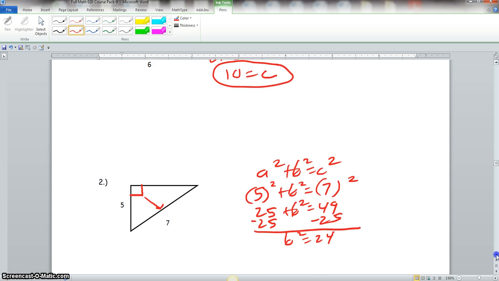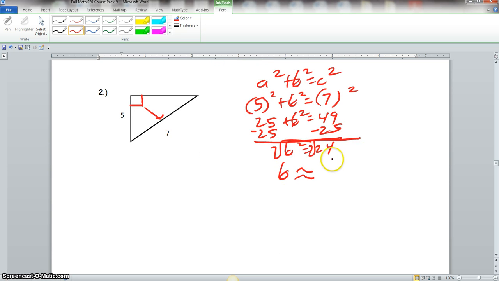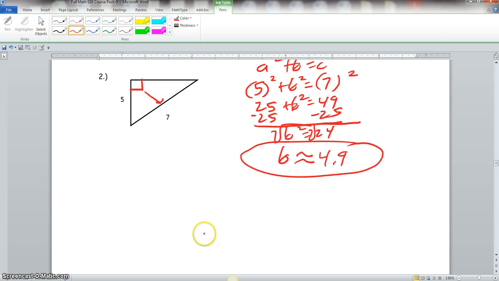Now, we have to take the square root of both sides, the square root of b squared and the square root of 24. So we have b, and it's going to be an approximation because 24 does not have a perfect square. Now, when we round, we typically only round to 1 decimal place unless otherwise stated when we do the Pythagorean theorem. So this will be approximately 4.9, and that will be the final answer. And we are done.